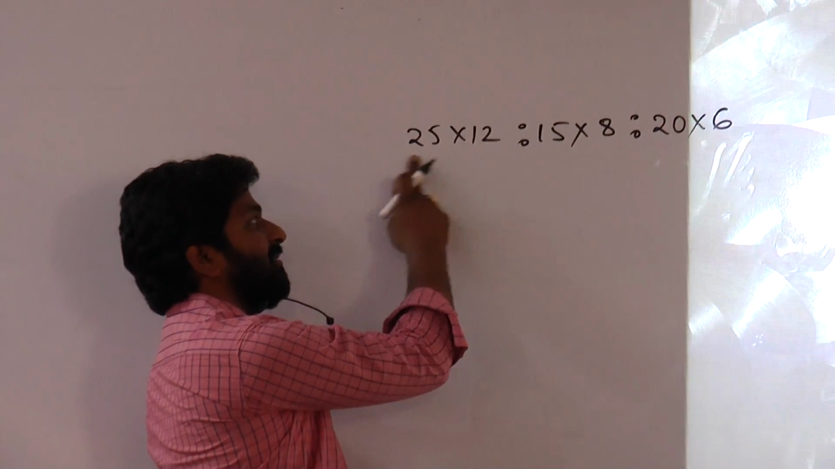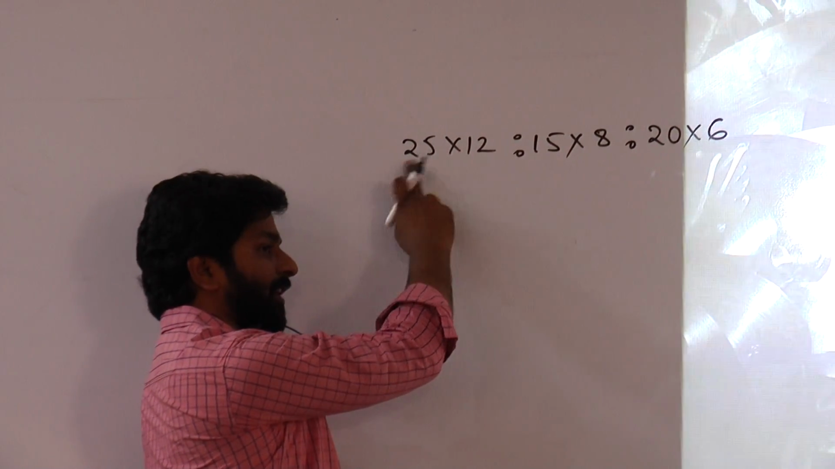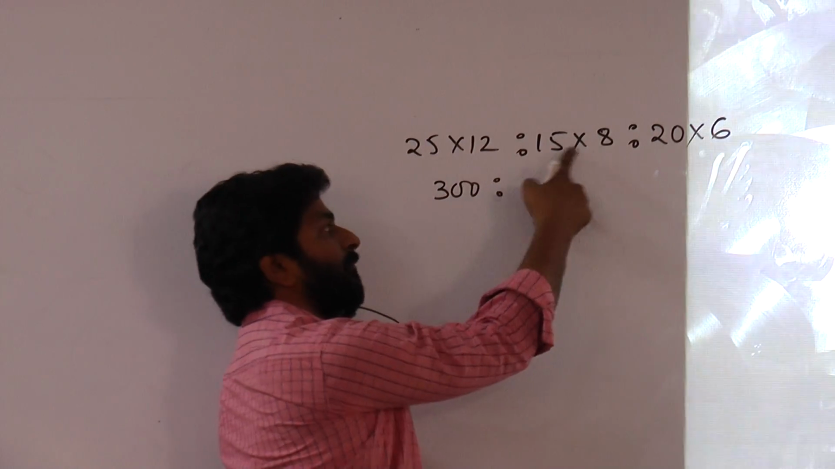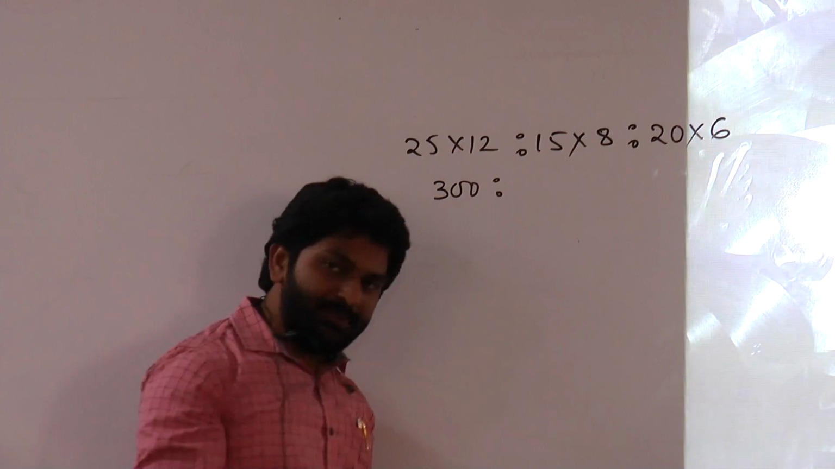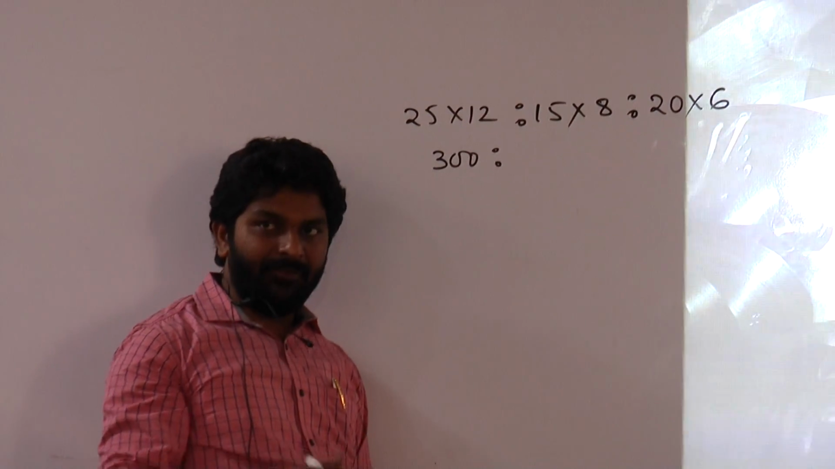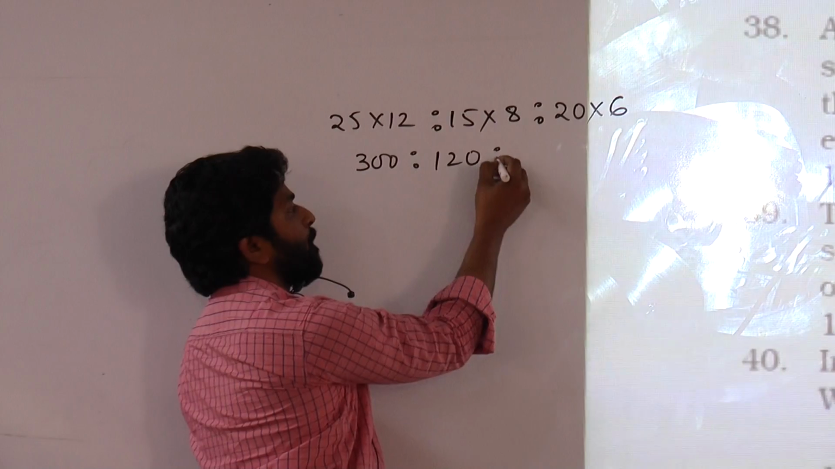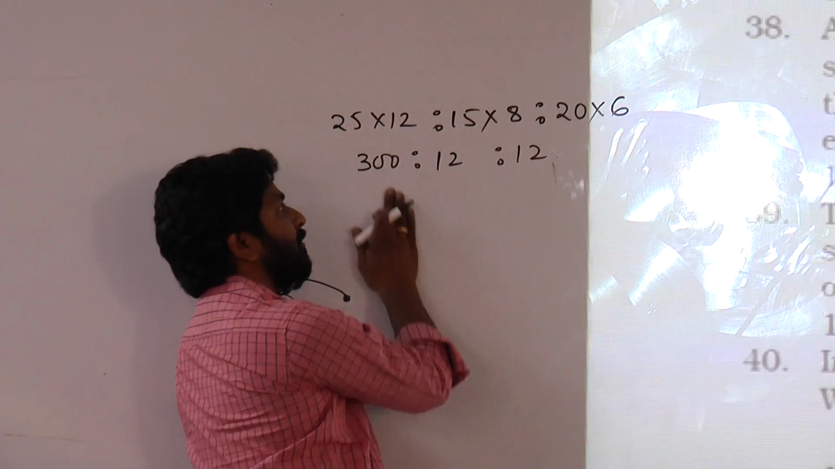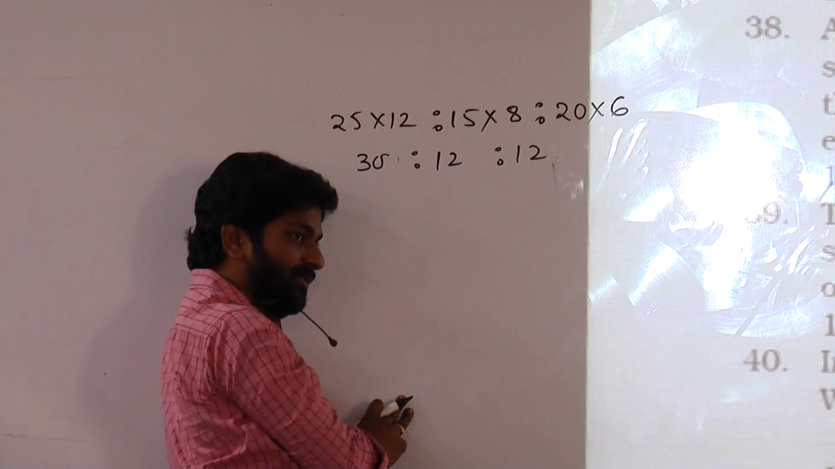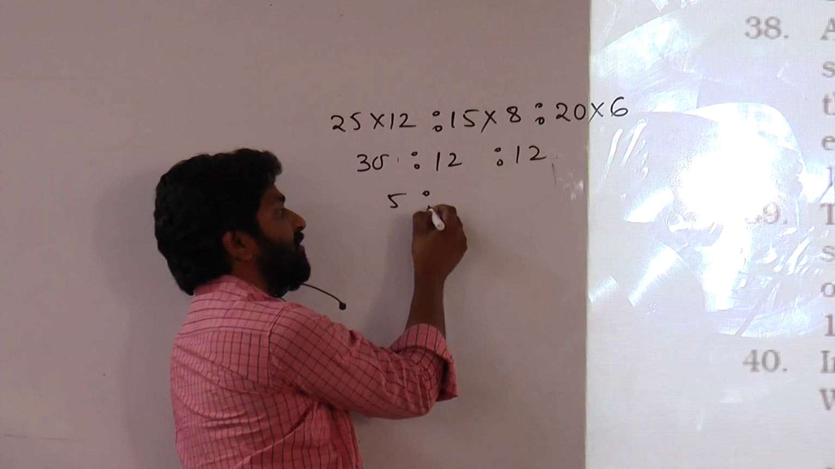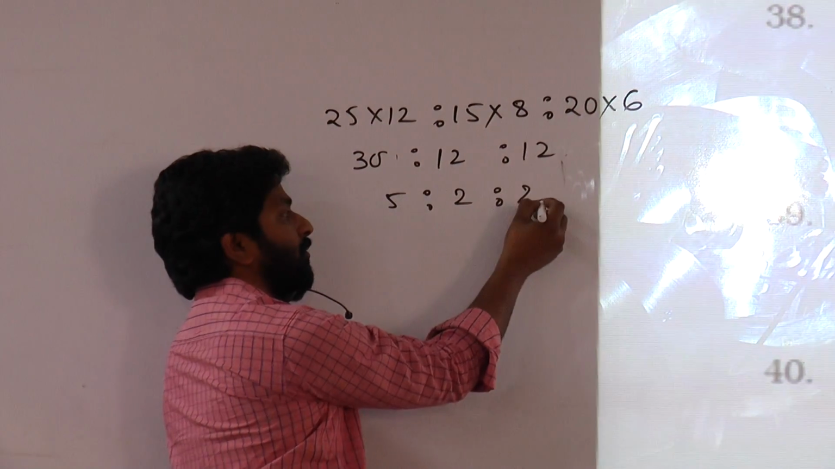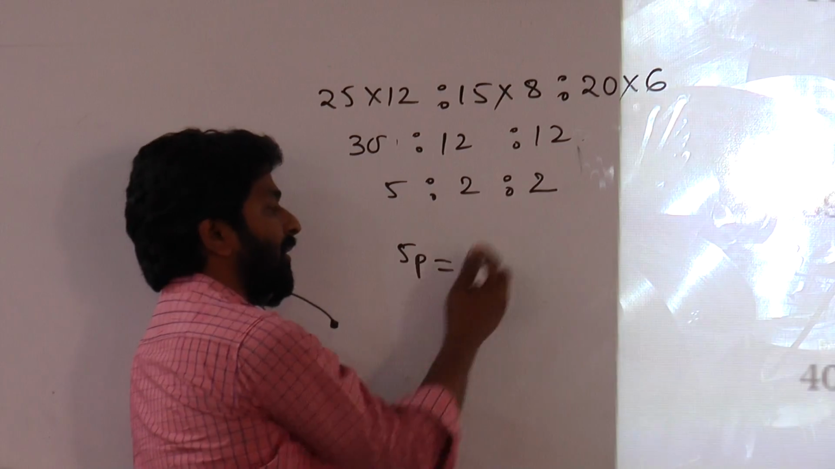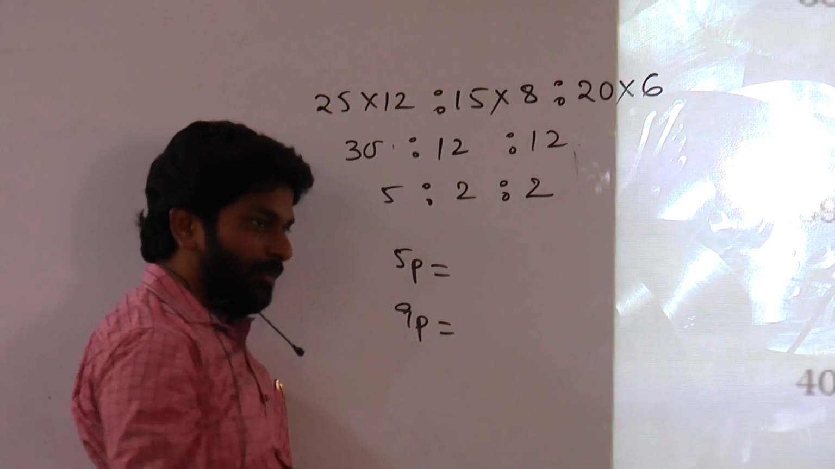How much is this? 25 times 10 is 250, 25 times 2 is 50 again, so total it is 300. 15 times 8: 15 times 10 minus 15 times 2, 150 minus 30, 120. This is also 120. Cancellation with 6. 5 is to 2 is to 2. So A receives 5 parts here and total 9 parts is our total profit.